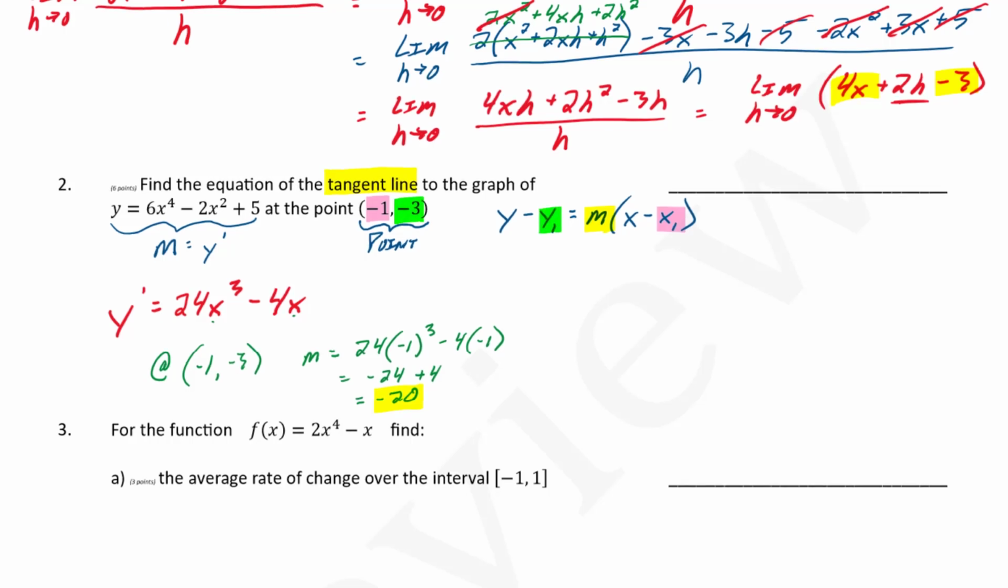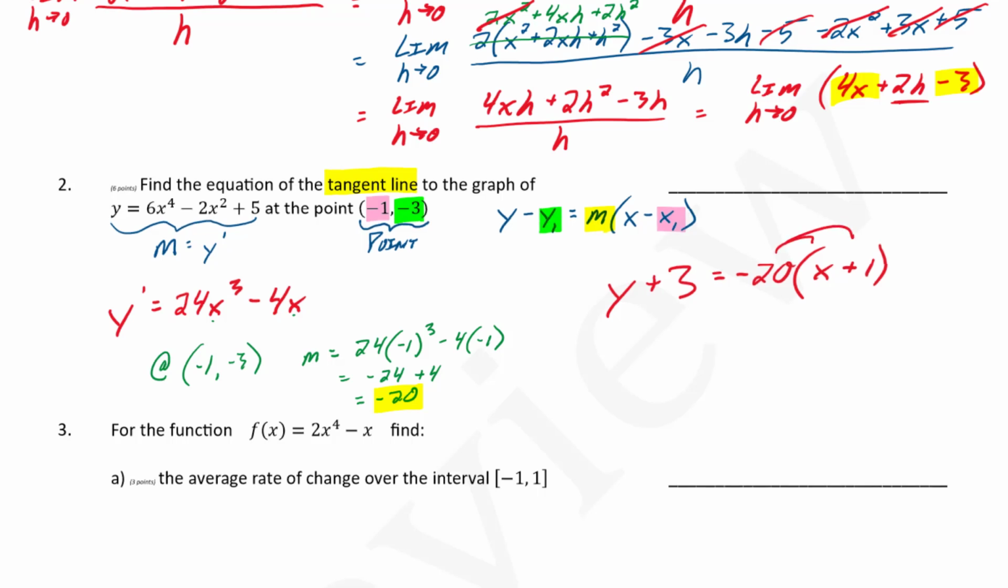If I go ahead and simplify each one of those, or actually just plug those in, I'd end up with y minus a negative, so plus 3 is equal to the slope negative 20 times x minus the x value, which again minus a negative would turn into addition on the inside. So technically that's one possible answer. You could stop right there. I'm not a huge fan of leaving it in that form though.